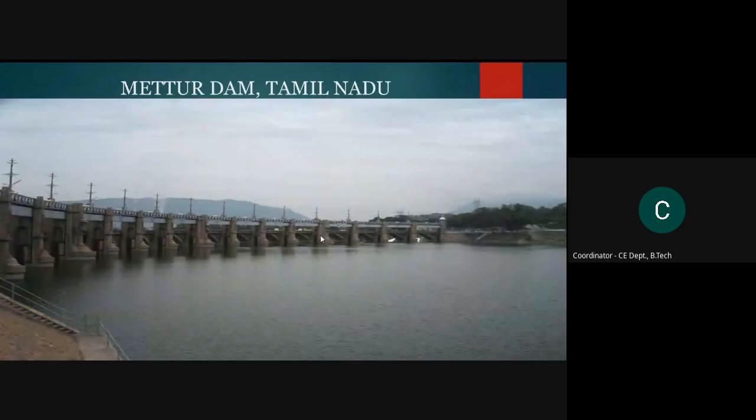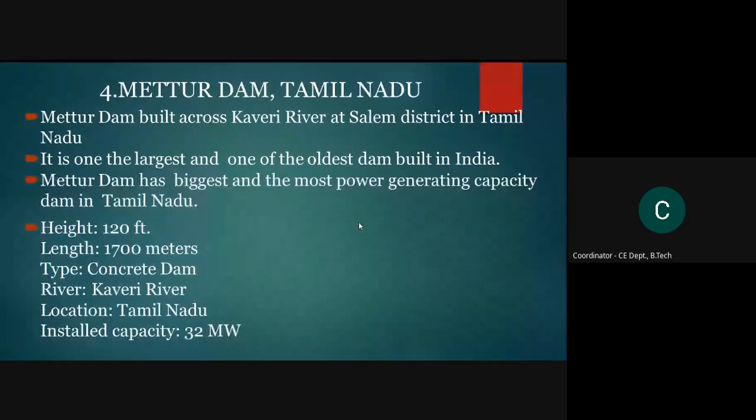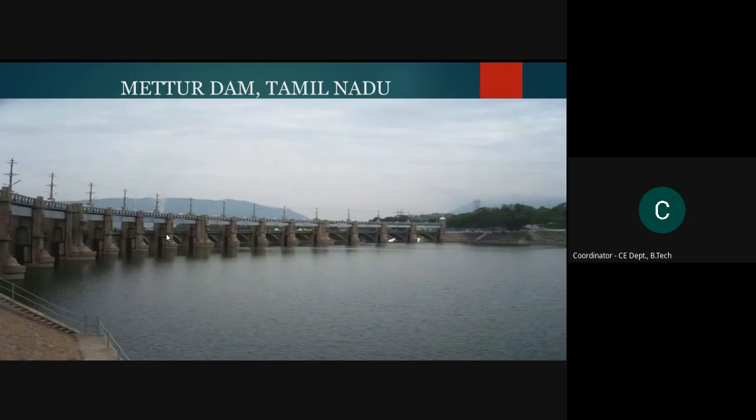The next dam is Mettur Dam, which is situated in Tamil Nadu. Mettur Dam is built across the Kaveri River at Salem district in Tamil Nadu. It is one of the largest and one of the oldest dams built in India. Mettur Dam is the biggest and most power generating capacity dam in Tamil Nadu. So the height is about 120 feet. So this is almost 120 feet in height.